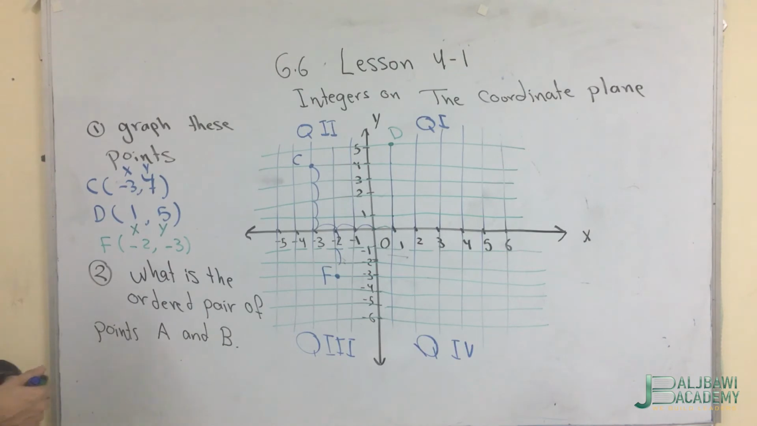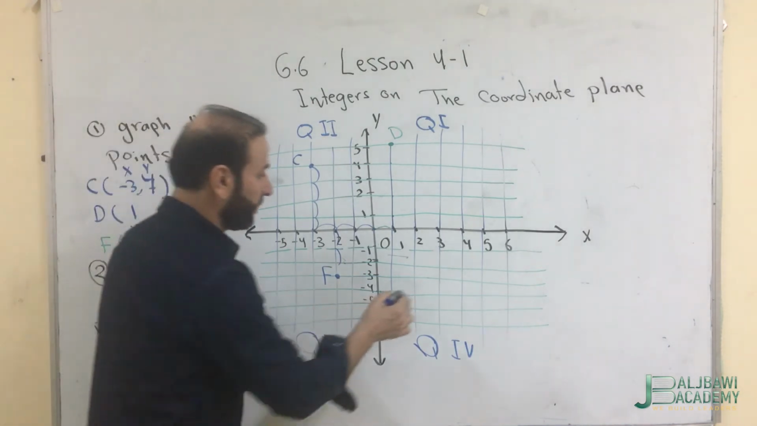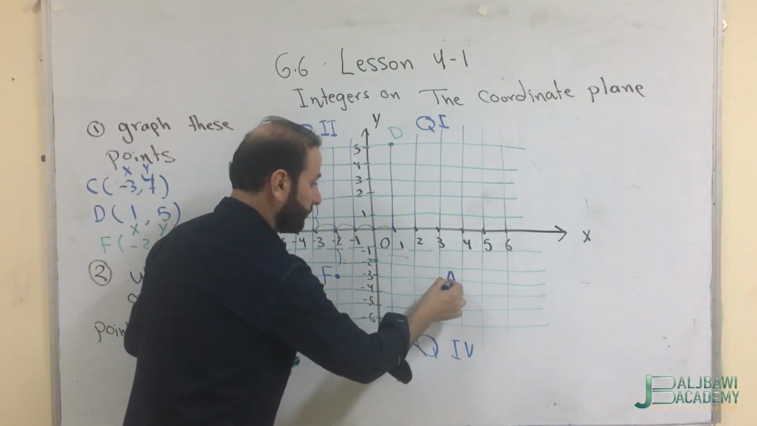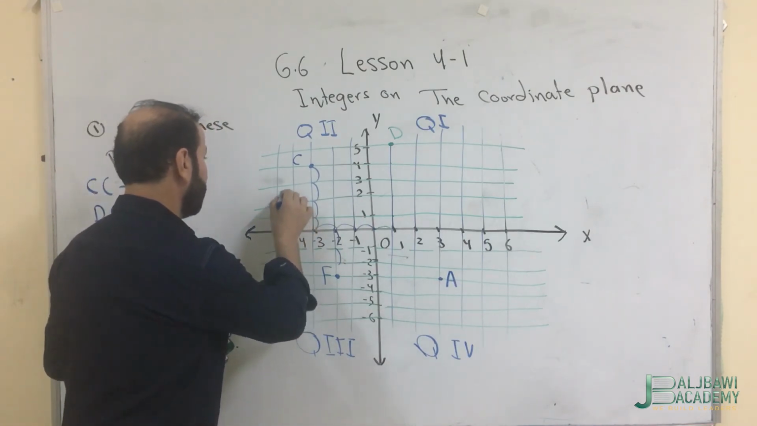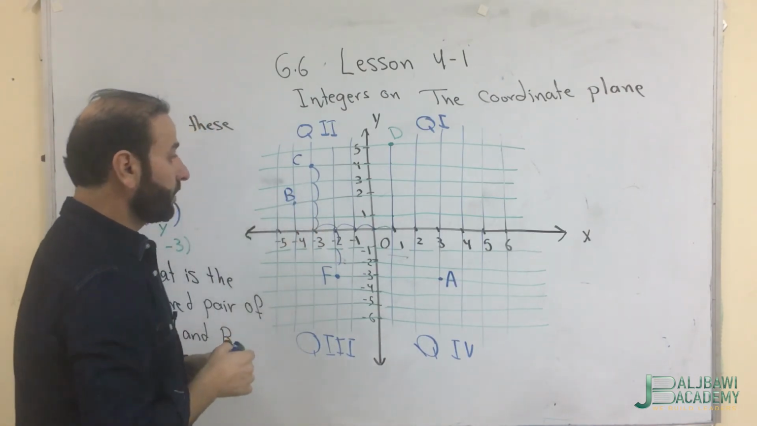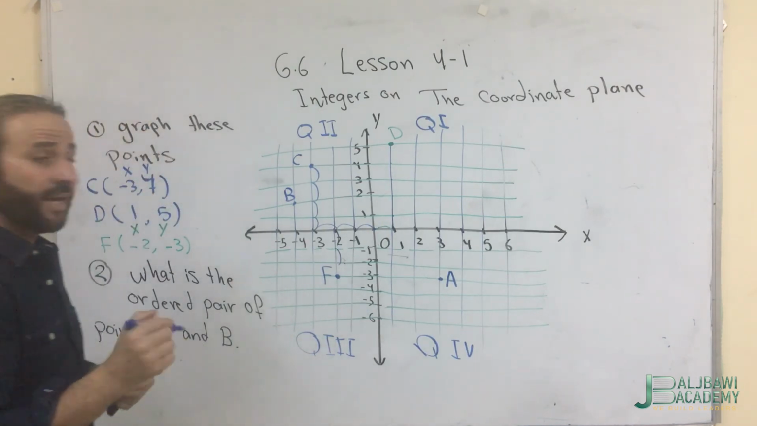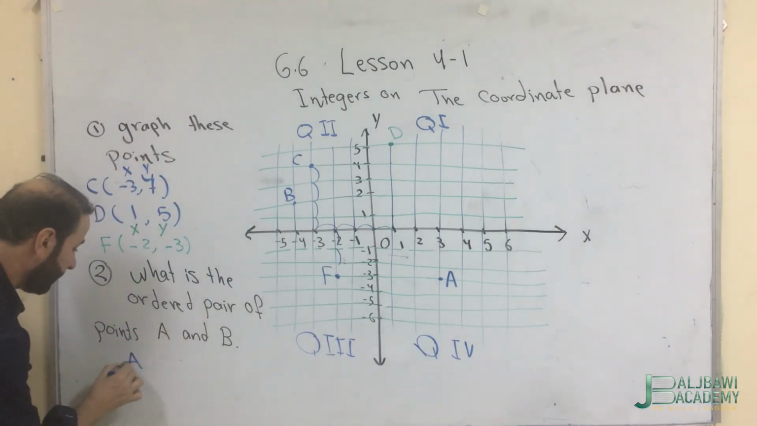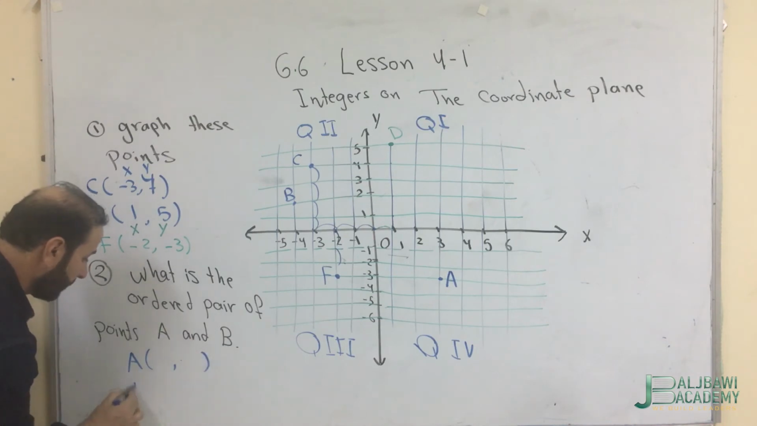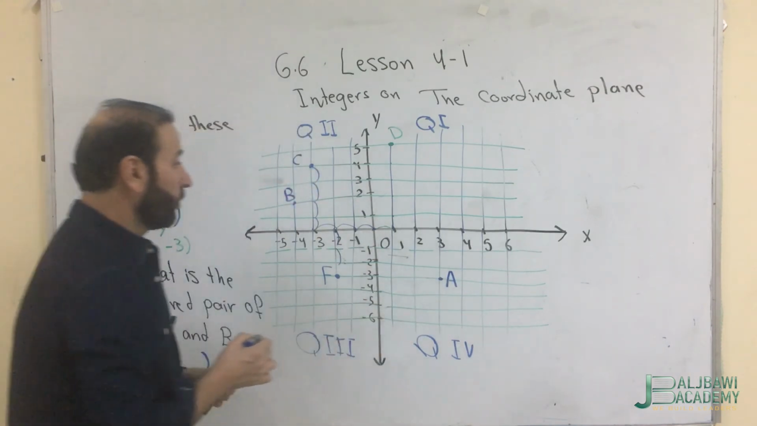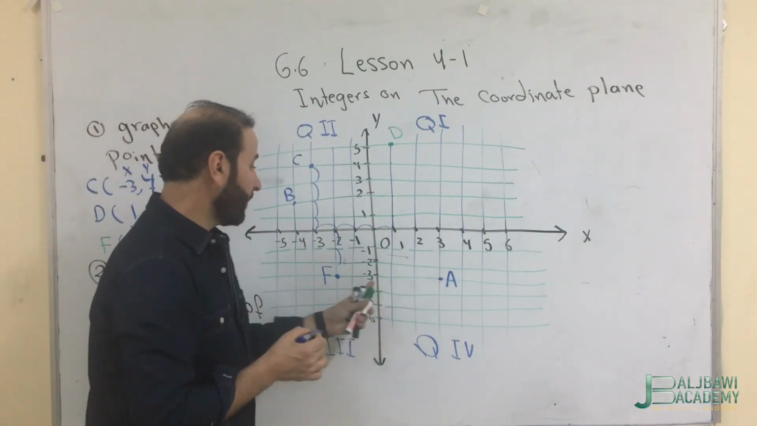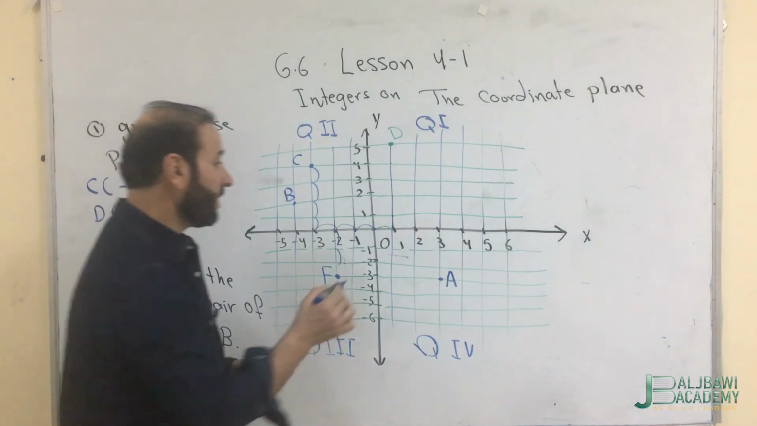Now the other question is what is the ordered pair of points A and B. For example, he will label some points, for example A here and B here. I want the ordered pair for A and B, so I write A, brackets, B, brackets like this. Now I want to know the x coordinate for A and the y coordinate for A.